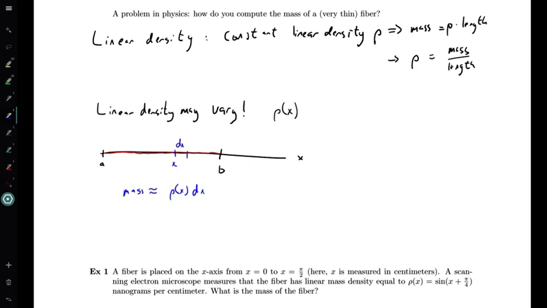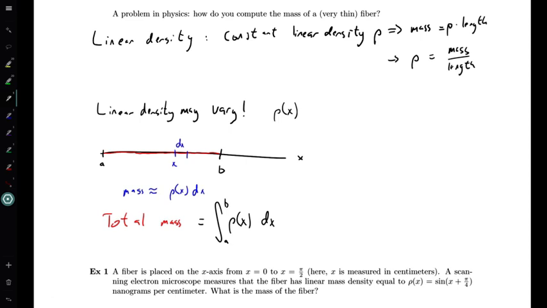And so what we want to do now in order to get the mass of this entire fiber is we want to add up the masses of all of these little tiny fibers that we drew here according to our partition. And when we add up a bunch of these rho of x dx's, that's exactly what it means to integrate the function rho of x. So here the total mass, we could write this in red. So the total mass is going to be equal to the integral from a to b of rho of x dx.